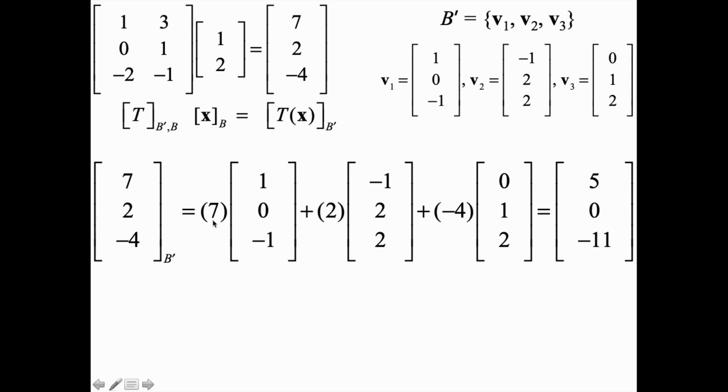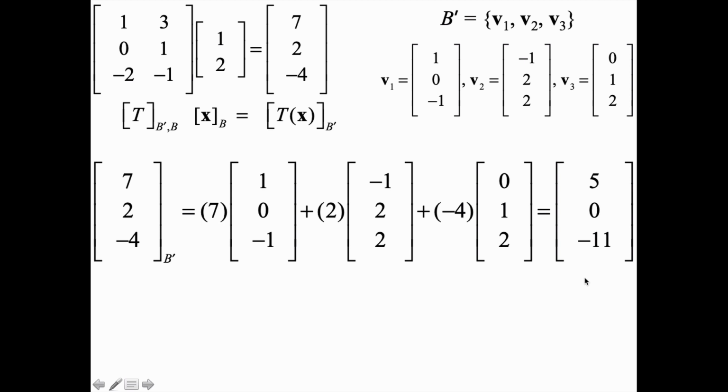Well, lo and behold, 7 times 1, 0, negative 1. Let's see, 7 times 1 is 7, plus 2 times negative 1, 7 minus 2 is 5. Negative 4 times 0, there's our 5. We get 7 times 0 is 0. 2 times 2 is 4. Negative 4 times 1 is negative 4. 4 and negative 4, there's our 0. And negative 7 plus 4 minus 8, there's our negative 11.